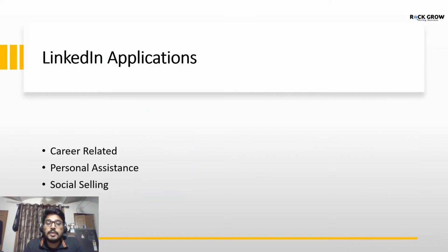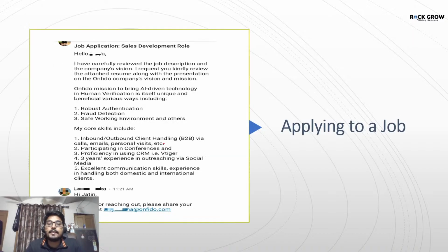Then when it comes to LinkedIn application, I have bucketed it down into 3 parts. One is related to career, second is related to personal assistance, and third is related to social selling. When I say career, LinkedIn is a one-stop solution to create job opportunities and to find job opportunities as well. This is a typical example. This is how you should be applying to a job over LinkedIn.